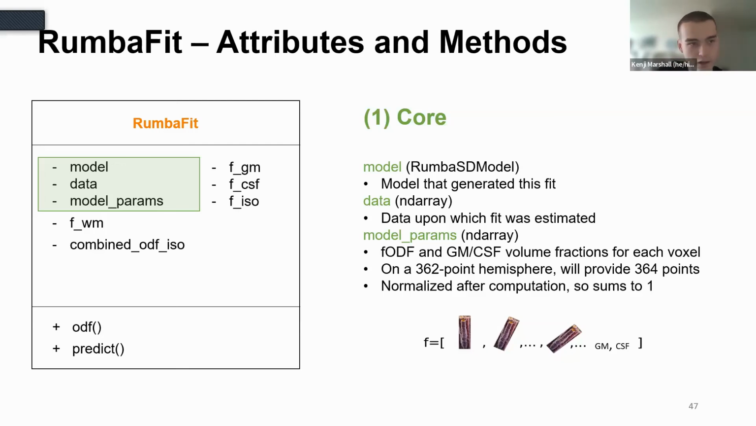These vectors for each voxel are normalized after the computation finishes, so they sum to 1, and this is nice because you can directly interpret these values as being volume fractions. So if you have 0.2 in your gray matter slot in this F vector, then you can estimate that 20% of your voxel's volume is gray matter. So it's easily interpretable. That's a nice property of how Rumba does the fit.